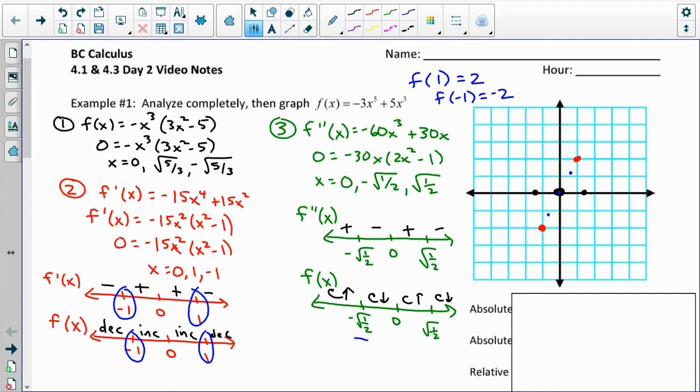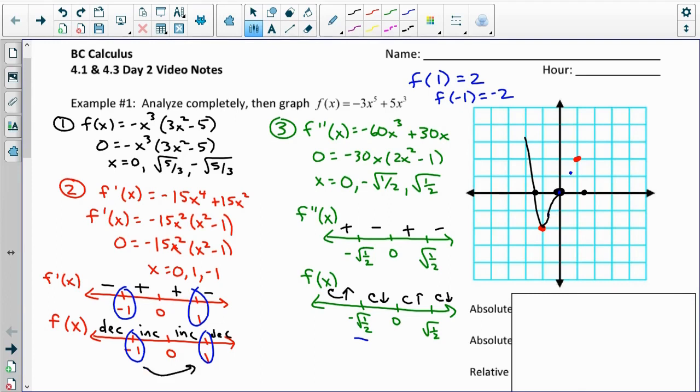it is decreasing and concave up until -1. Then it starts increasing and concave up until this blue dot. Then it stays increasing, but it's concave down. Then at the next blue dot, it stays increasing.